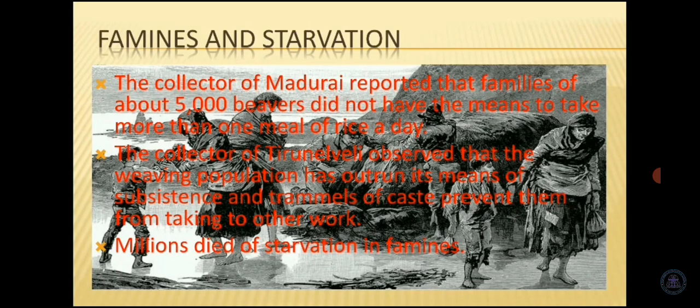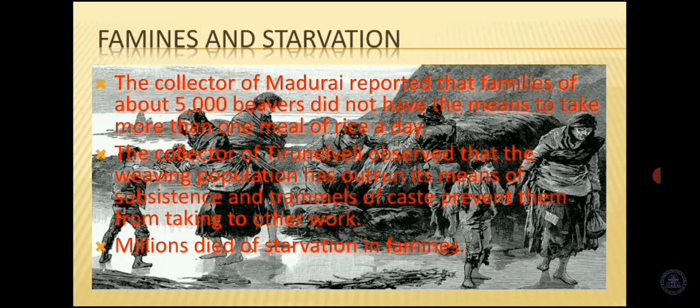The collector of Madurai reported that the families of about 5,000 weavers did not have the means to take more than one meal of rice a day. Similarly, the collector of Tirunelveli observed that the weaving population had outrun its means of subsistence, and the terms of caste prevented them from partaking in other work.